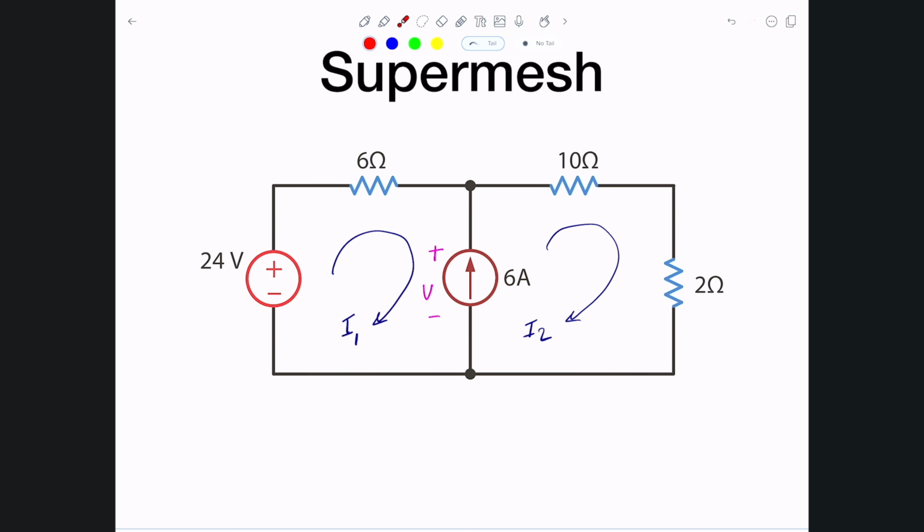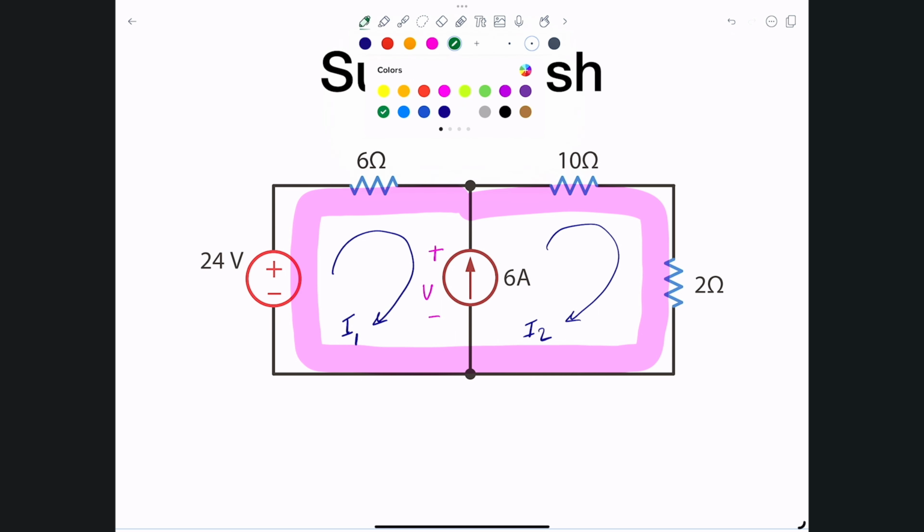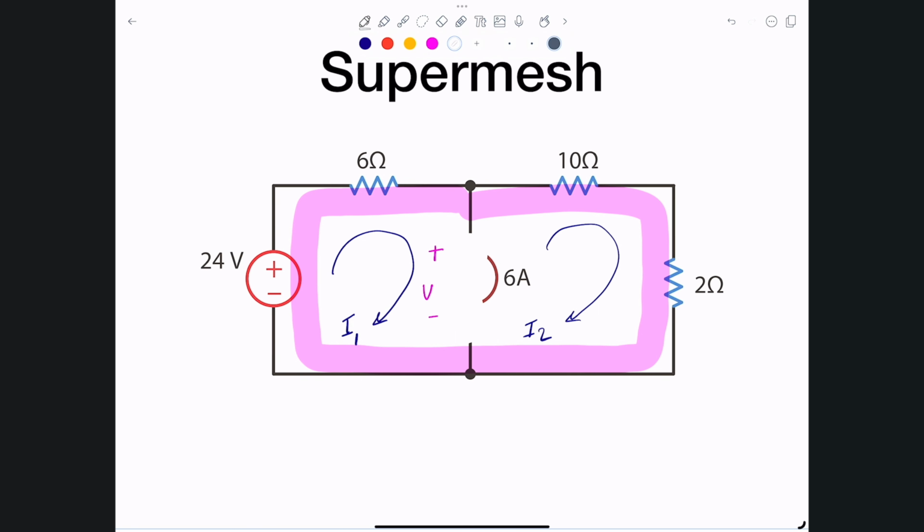What you can do is a super mesh, and the super mesh is written in the following way. We'll assume that the super mesh combines both meshes together, and we will assume that that particular current source in here does not exist. It does exist in reality, but we're going to assume that it does not exist. So you mentally remove it. I have removed it here in the graph so that you can follow me, but you mentally remove it as if it does not exist.